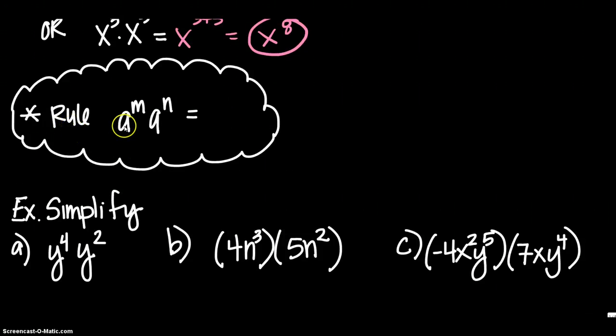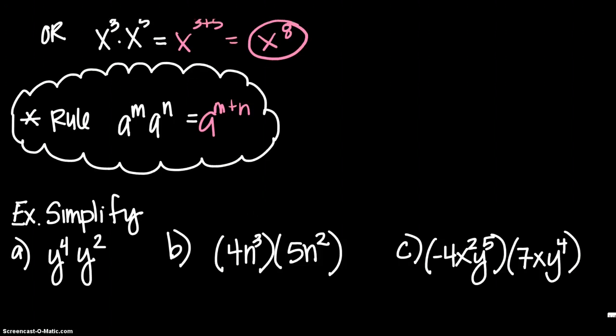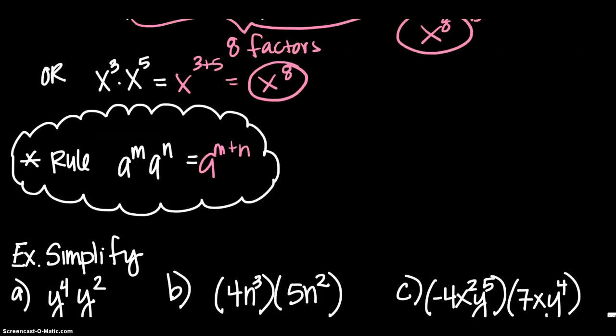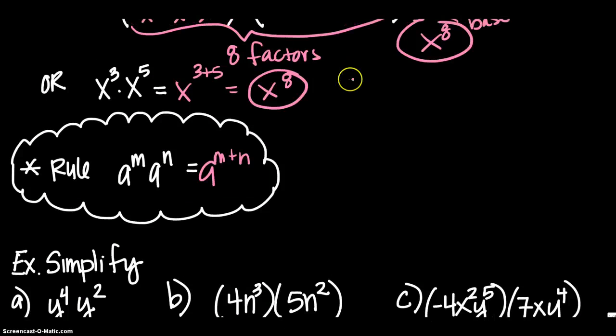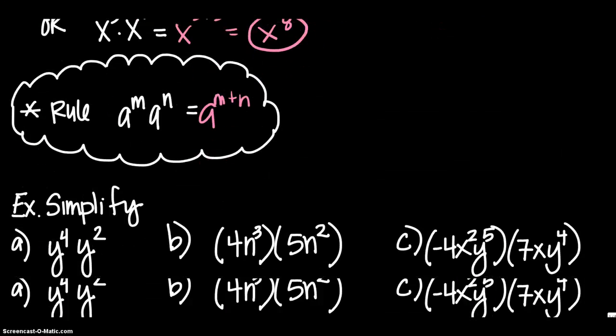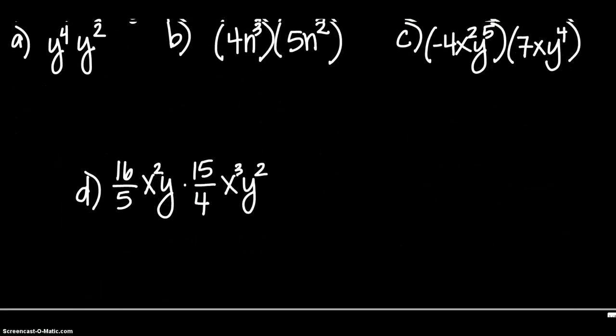Okay, if we have a to the m times a to the n, this is a to the m plus n power. Okay, so let's use that knowledge to figure out the rest. But remember, that's only when we have the same base. So previously in this example, we had x's. Okay, for our rule, we have a's as our base. So if you have different bases, it's not going to work.